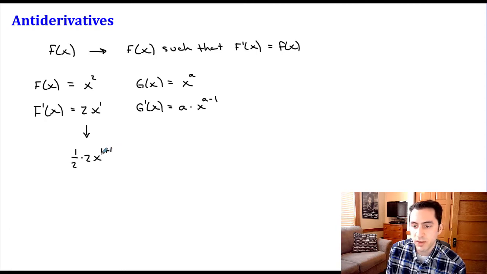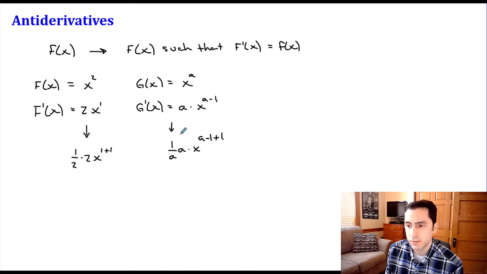If we simplify this, the 1/2 and the 2 will simplify to just 1. And then 1 plus 1, I get my exponent of 2. In our general case, I would need to multiply by 1 over a, that coefficient that's out front. And then in my exponent, I have a minus 1, but then I need to add that 1 back on.